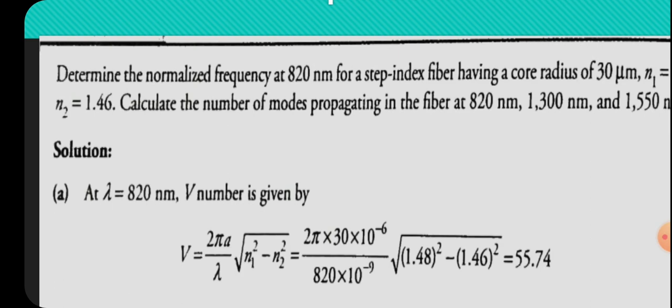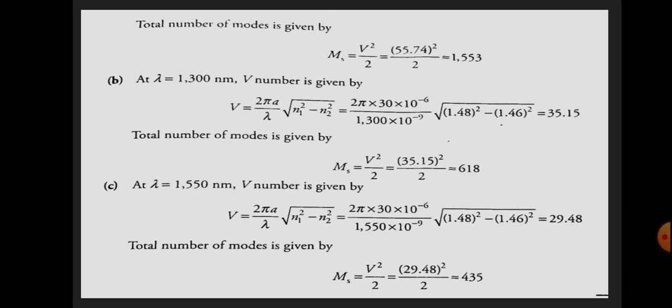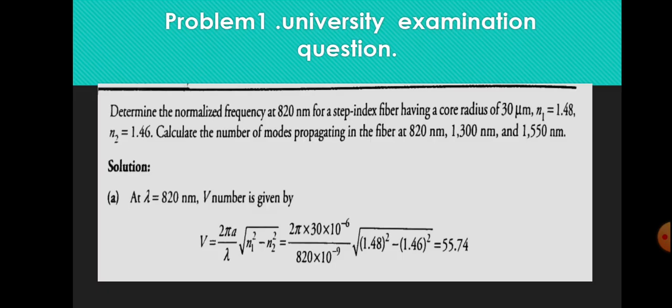That is the first question. And also you are asked to calculate the number of modes propagating in the fiber at 820 nanometer. That means at 820 nanometer, what will be the number of modes? You have the equation for the number of modes, connected with the V number: the number of modes m is equal to V square divided by 2. So you can substitute the value of V as 55.74. You will get m equal to V square by 2, where V square is 55.74 whole square divided by 2, that is equal to 1553 modes. That means 1553 modes will be propagating through the fiber at 820 nanometer.